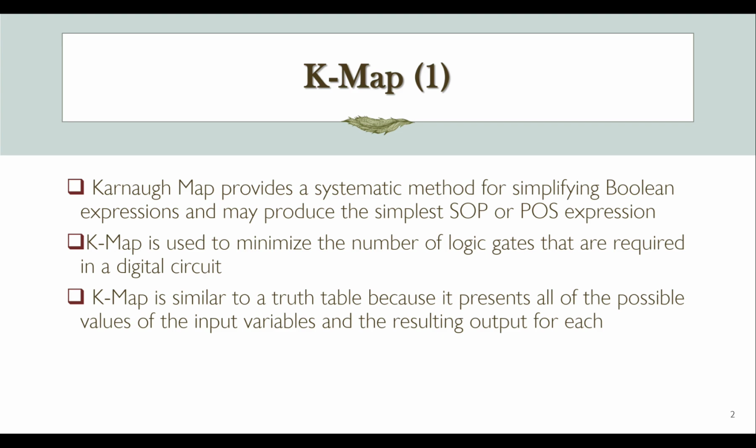Class today is about Karnaugh Map, also known as K-Map. What is a K-Map or Karnaugh Map? The Karnaugh Map provides a systematic method to simplify Boolean expressions and produce the simplest standard sum of product, which is SOP, or POS expression, product of sum. K-Map is also used to minimize the number of logic gates required in a digital circuit.